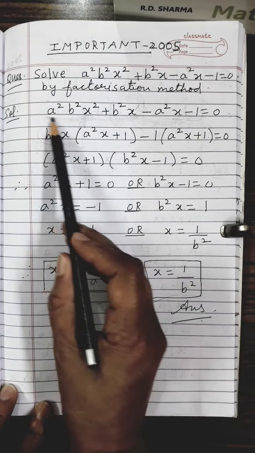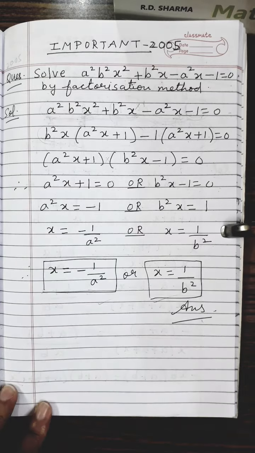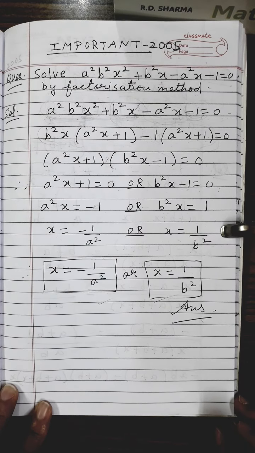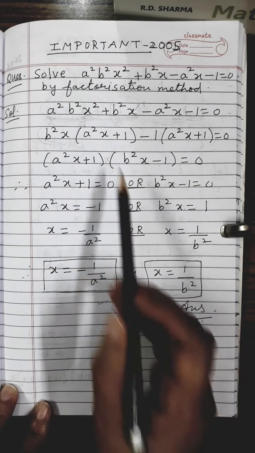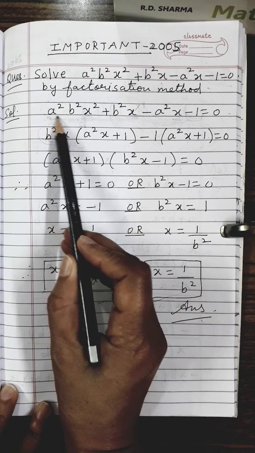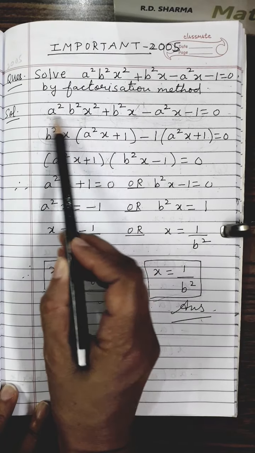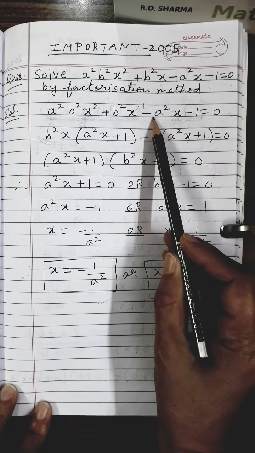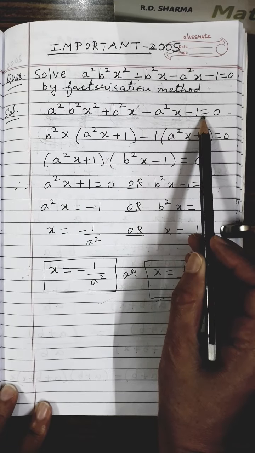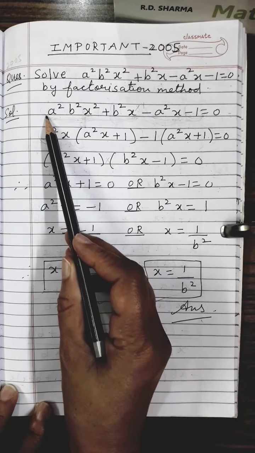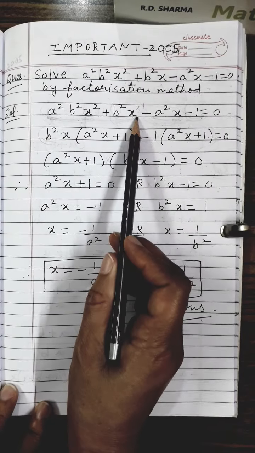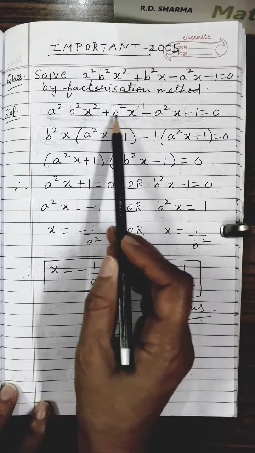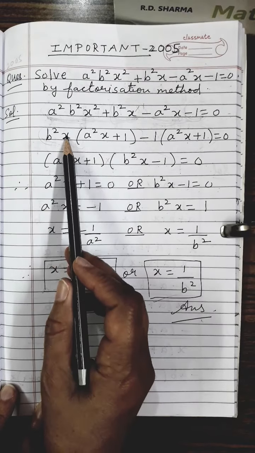Now I have to solve by factorization method. Solve means I have to find the values of x. So for that what I have to do, look at the first two terms, take out something common from this. Look at the third and fourth term. I will take out whatever common I can see in these two terms. Now from the first two terms, what do I see common? B square x, B square x. So I take out B square x common.